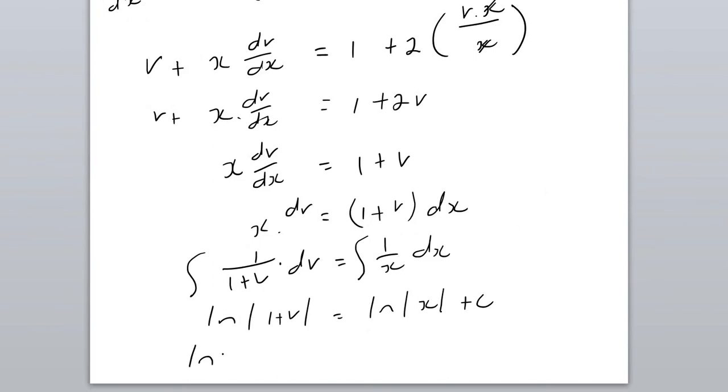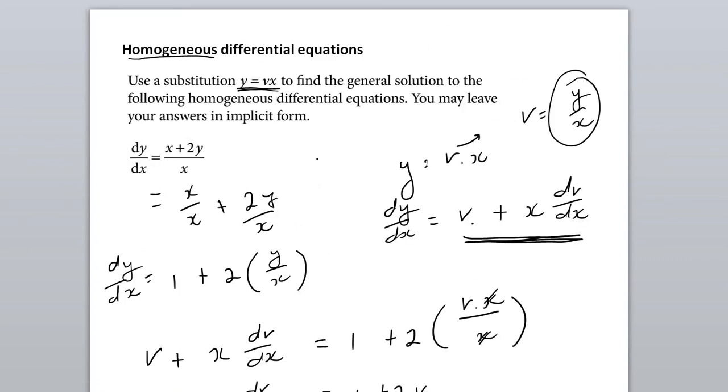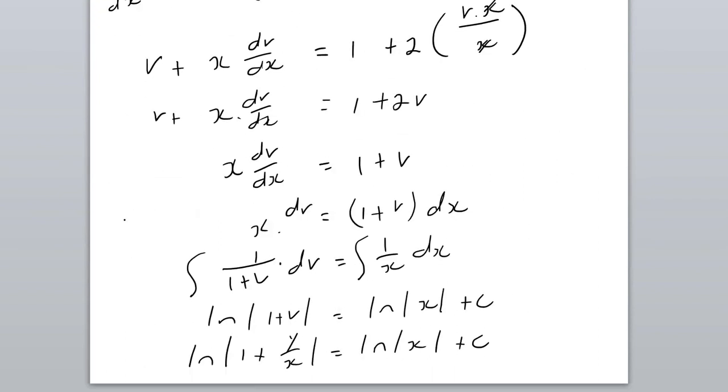So I'm going to say the natural log of 1 plus y over x is equal to the natural log of x plus c. They did not explicitly say that we have to write this in explicit form, therefore I can leave my answer like this, and this is the solution to the differential equation. Look here at the top, they say you may leave your answer in implicit form, therefore this will be our final answer. Let's take a look at another example.